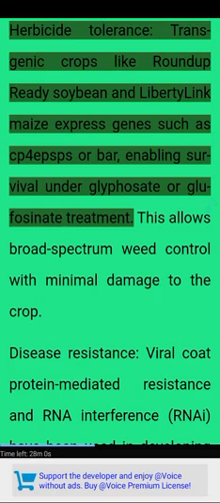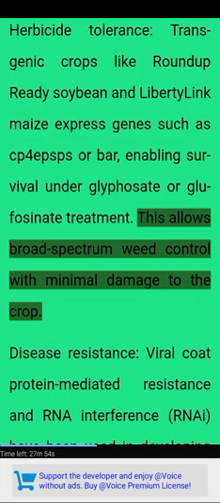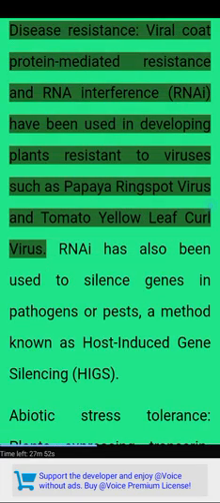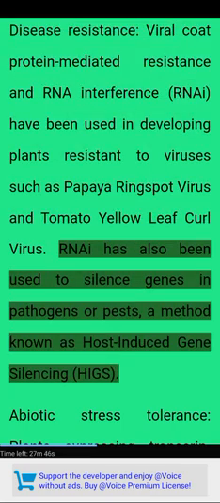Herbicide tolerance. Transgenic crops like Roundup Ready soybean and Liberty Link maize express genes such as CP4, enabling survival under glyphosate or glufosinate treatment. This allows broad-spectrum weed control with minimal damage to the crop. Disease resistance. Viral coat protein-mediated resistance and RNA interference (RNAi) have been used in developing plants resistant to viruses such as papaya ring spot virus and tomato yellow leaf curl virus. RNAi has also been used to silence genes in pathogens or pests, a method known as host-induced gene silencing.